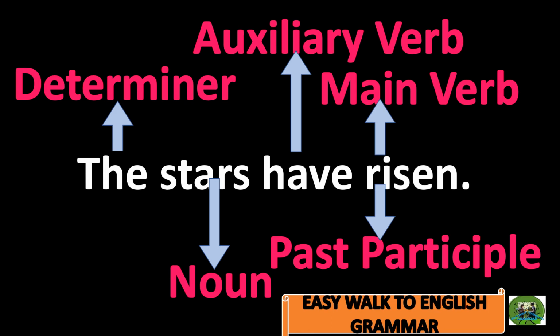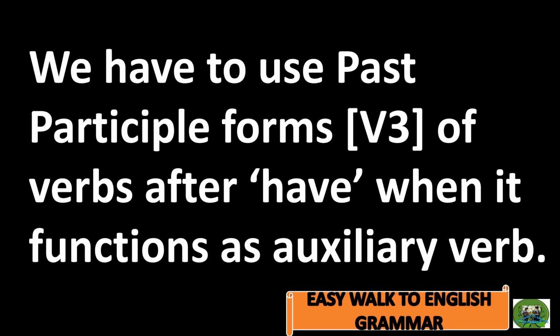Now we can move on to another important topic related to the functioning of have as an auxiliary verb. As we saw in the above 3 sentences, we have to use past participle forms, or in other words, we can call them V3 forms of verbs, after have when it functions as an auxiliary verb. It's very essential. We cannot use any other forms of verb after have and its forms. We can use only past participle forms.